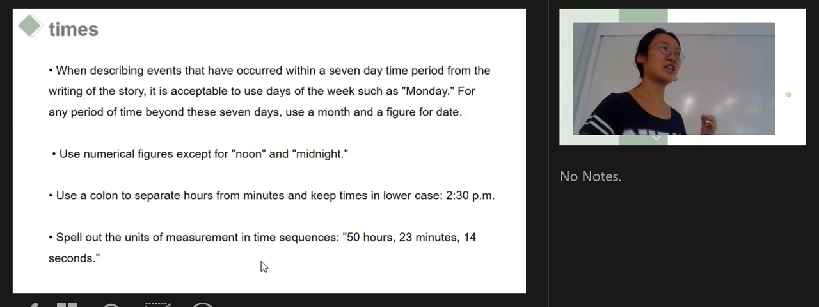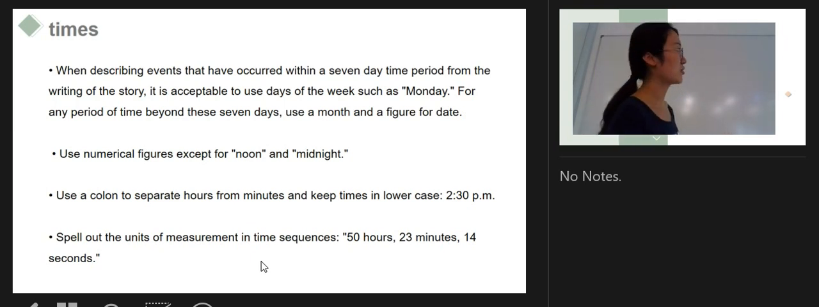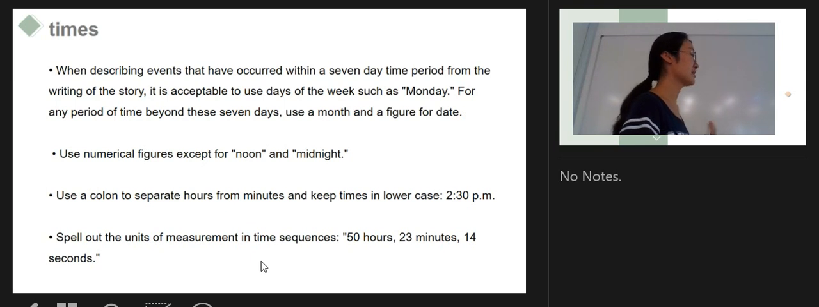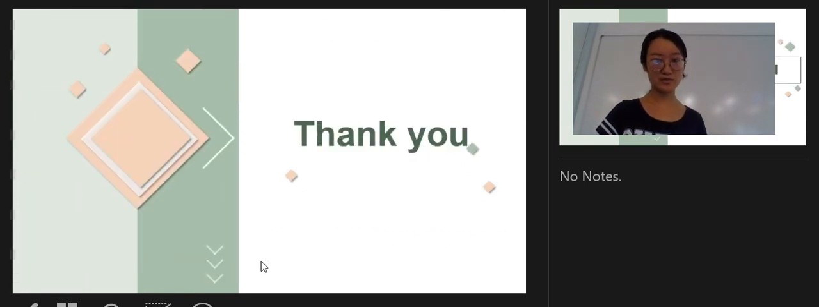Because I don't have enough time to show all the content in the AP Style book, I chose something I think is important or that you may use in the future. So if you want to know more, please read this book because it's very useful in your writing practice. That's all. Thank you.